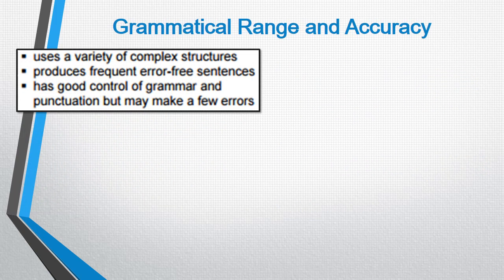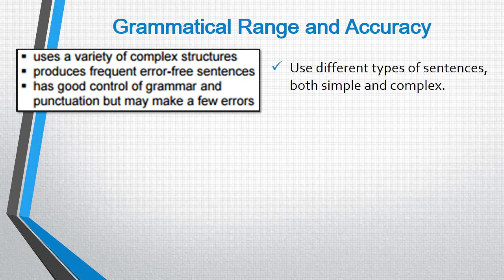The final key criteria is grammatical range and accuracy. To score a band 7 for this, your essay needs to use a variety of complex structures. Simply put, this means to use different types of sentences, both simple and complex. This is a lot easier than it actually sounds. I'll be showing you exactly how to do this in an upcoming video.